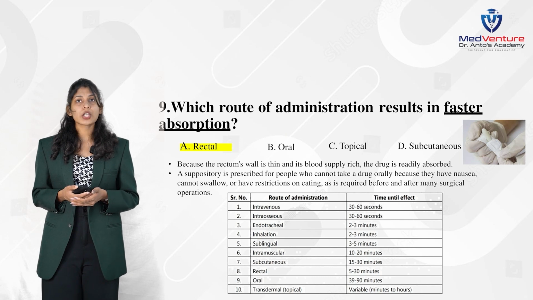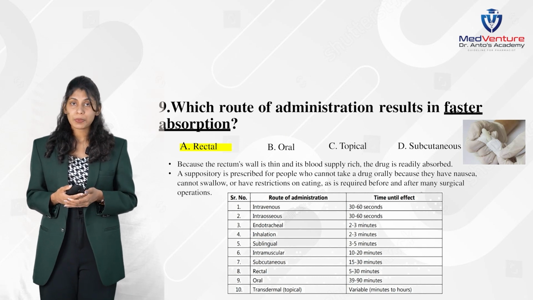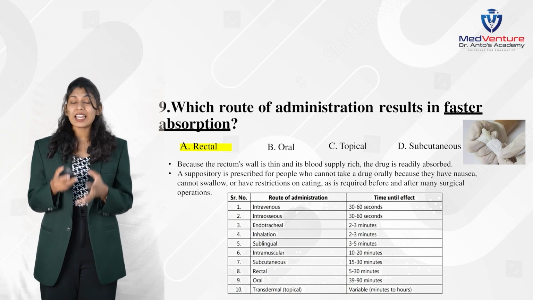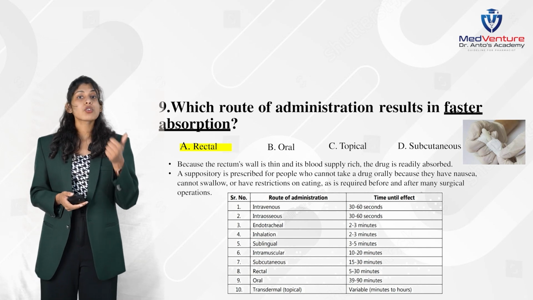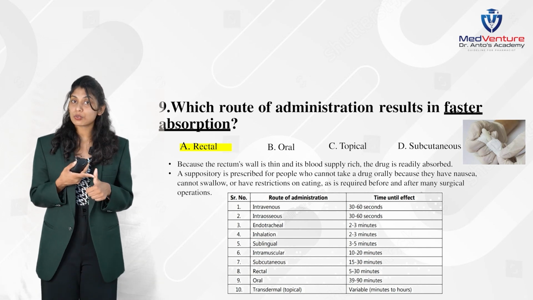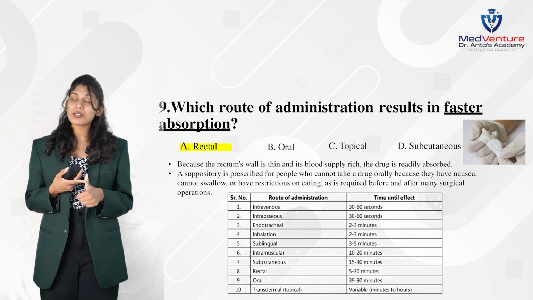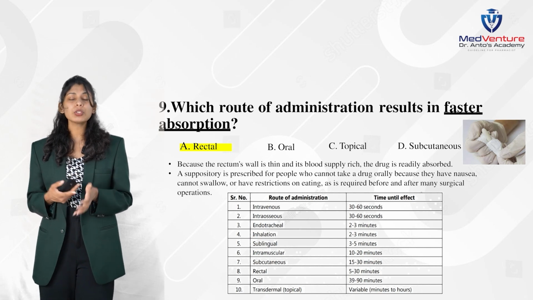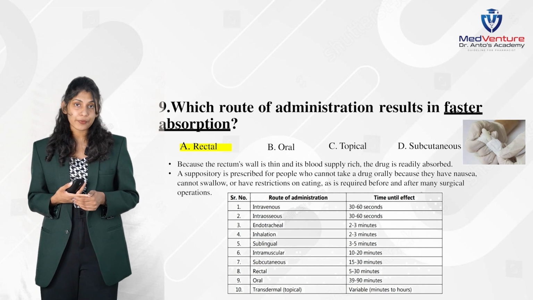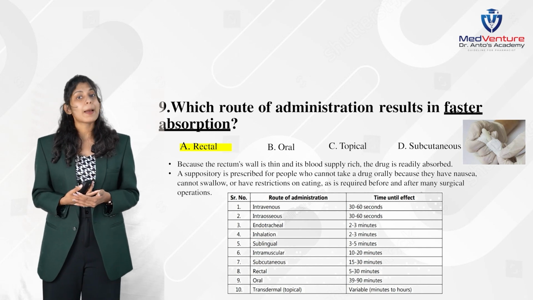Which route of administration results in faster absorption? The route of administration plays a very big role in the rate of absorption. As you all know, the IV route is the fastest route of administration. That's why in an emergency condition we prefer IV rather than any other route, and it also has 100% bioavailability because it does not undergo absorption.